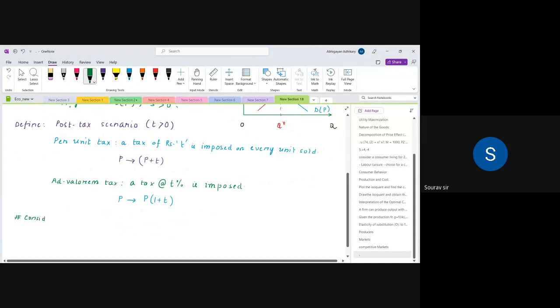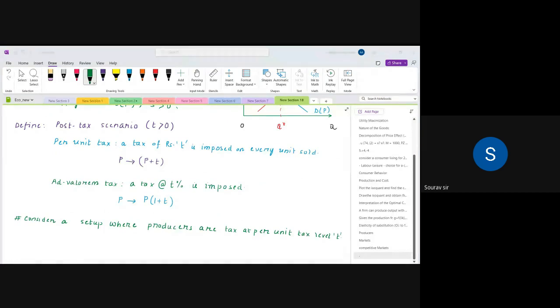Consider a setup where producers are taxed at per unit tax level T. Okay, rupees T. So we are starting off with our first setup. Let us suppose that we are talking about what would happen if producers are levied a per unit tax of rupees T. All right, then what will happen?